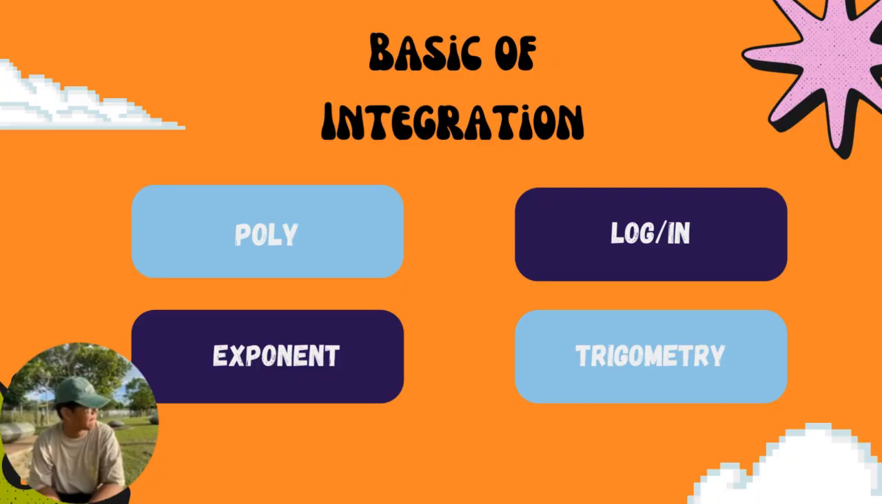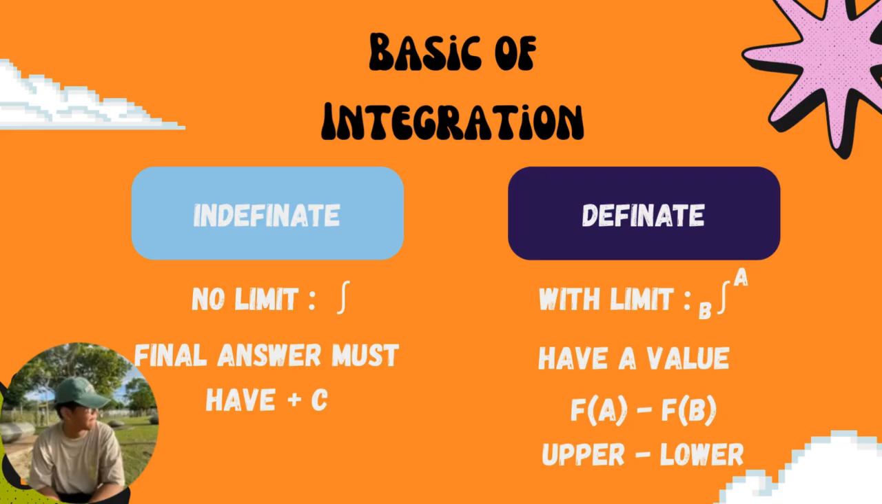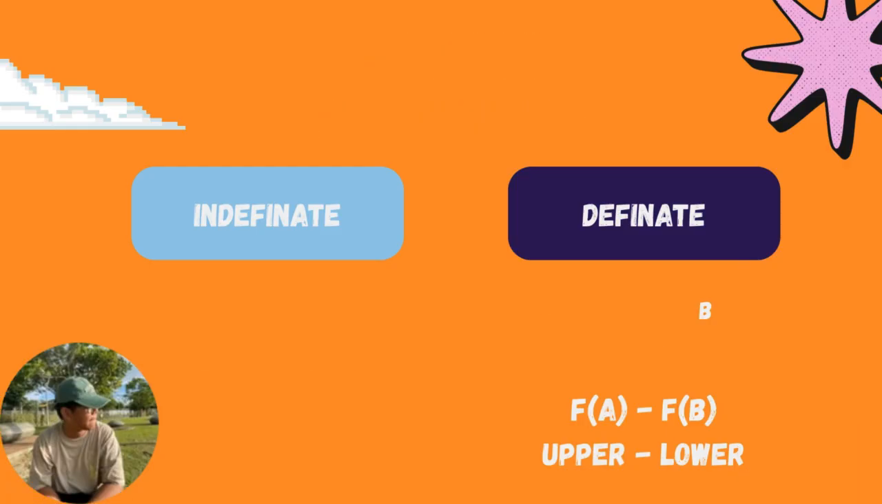For basic of integration, we have poly, log, exponent, and trigo. For calculation, we have 2 parts: indefinite and definite. Indefinite is no limit, and the calculation must have plus c. Definite with limit and have a value, and the upper minus to lower.